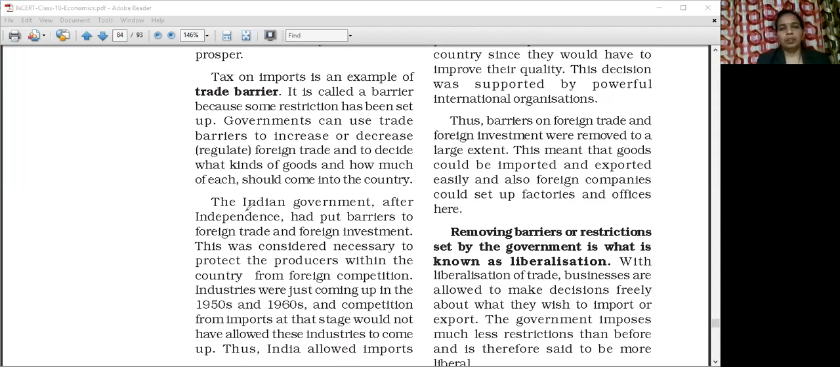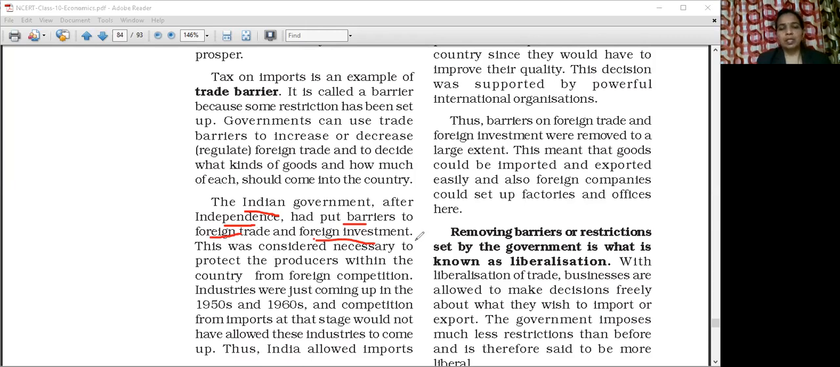We are looking at the trade barrier. We will see how the Indian government changed its policy about trade barriers. The Indian government after independence had put barriers on foreign trade and foreign investment. After independence, it was necessary to support the local producers. That is why the Indian government put barriers on foreign trade and foreign goods in the local market.